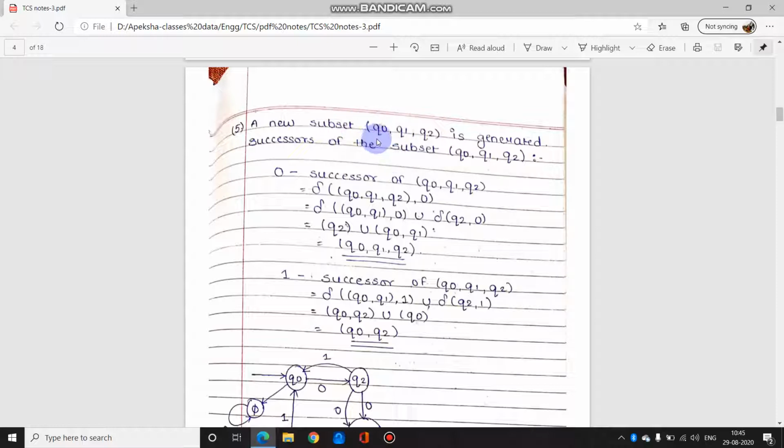So considering this Q0, Q1 and Q2 state, and input 0 will cause it to move in the same state. How? See, Q0, Q1 and Q2 are considered for an input 0. So हमने previous table में देखा था कि अगर Q0 पे an input 0 आता है, so it is leading us to Q2 state.